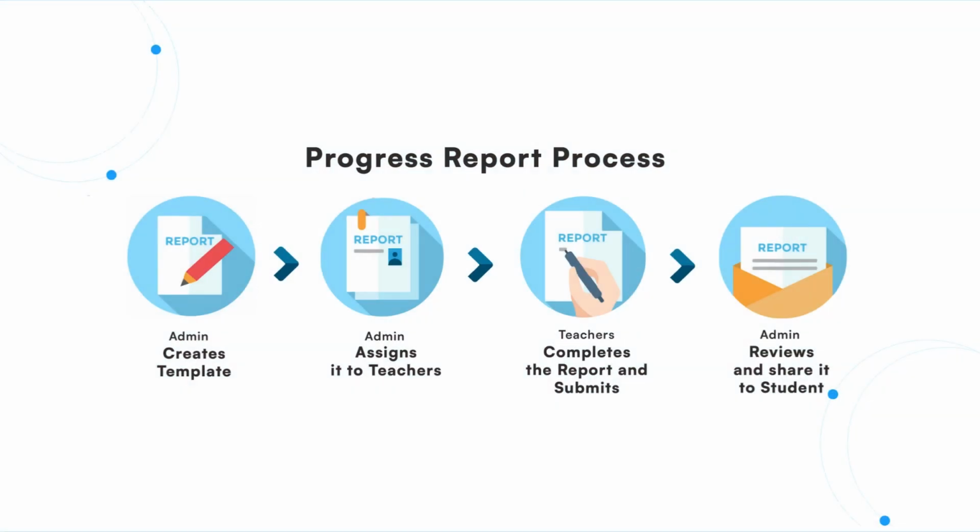Before that, let's go over how progress reports usually work. The admin starts by creating a template and sending it to the teachers. The teachers then fill out the reports, assessing how their students are doing. Teachers submit the completed reports to the admin. The admin reviews everything and shares the reports with the students and parents, if linked to a parent account. Reports are in. Let's walk through the viewing and sending process.